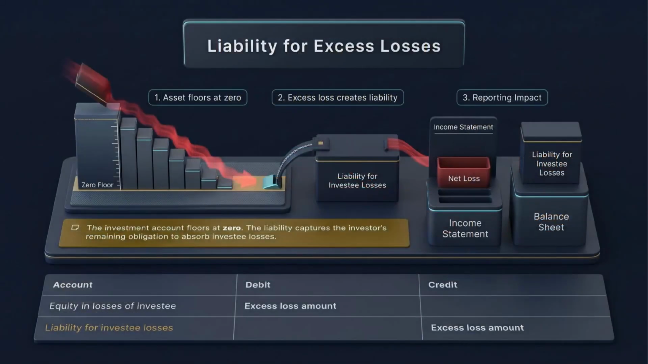When the investor is obligated to absorb losses beyond the investment balance, the investment account is reduced to zero first, and then additional losses may create a liability. The entry debits equity in losses of investee and credits liability for investee losses. This is important. The investor should not casually show a negative investment asset. A negative asset usually does not make sense unless it represents an obligation. If the investor has a recognized obligation, the balance sheet should show a liability. The asset floors at zero and the obligation takes over.